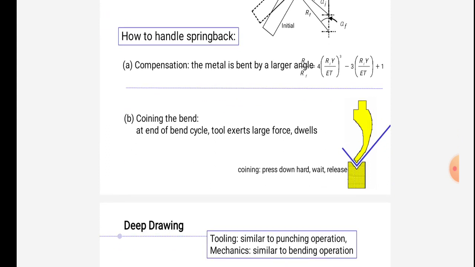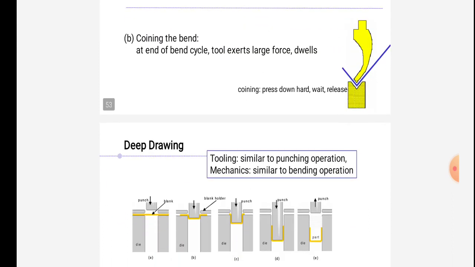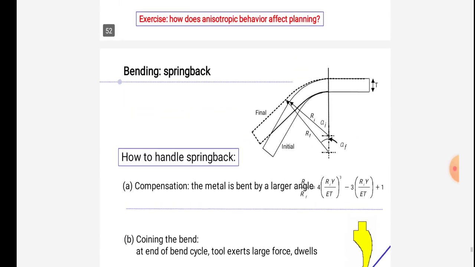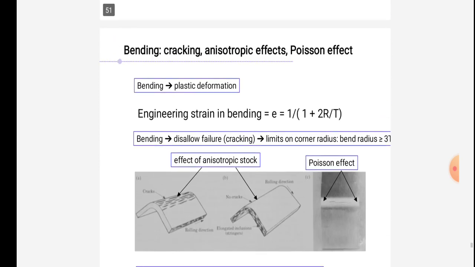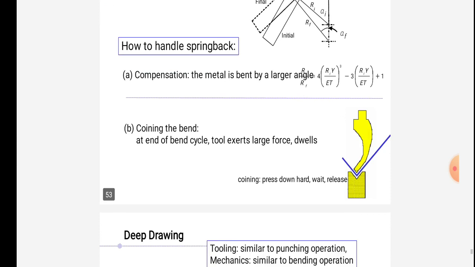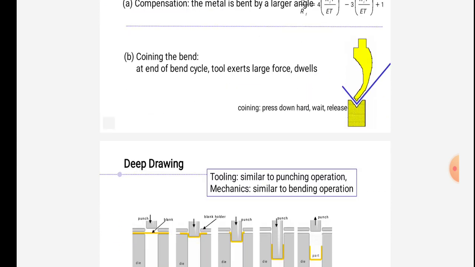B: coining the bend. At the end of the bend cycle, the tool exerts a large force and dwells. This process is called a forming process. Thank you.